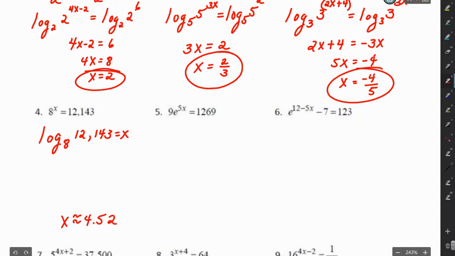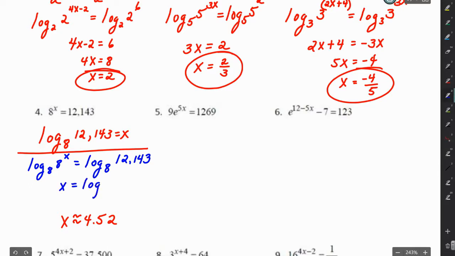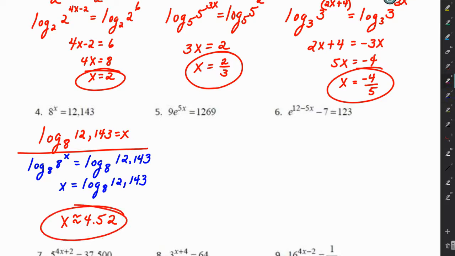Now there is another way we could have approached this one, so I'm going to do that in blue. Maybe you didn't want to put it in log form, you just want to take the log of both sides. I'm going to take the log base 8 of both sides. And now you notice on the left side, log base 8 of 8 is just 1. So I end up with x equals log base 8 of 12,143. It's just two different ways of thinking of it.